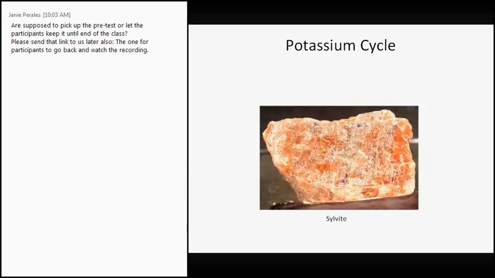So the potassium cycle. Potassium we typically get from the mineral called sylvite. This is the mineral that is mined and then purified to make our 0-0-60, which is potassium chloride. Now, if you're working with organics, sylvite can be used as a source of the organic potassium. It is mainly potassium chloride.